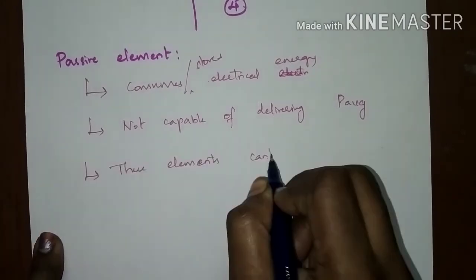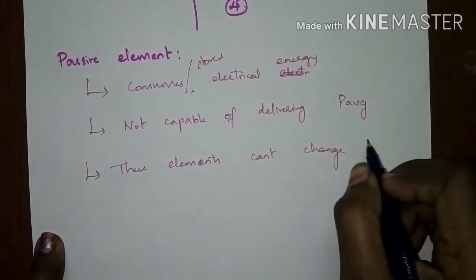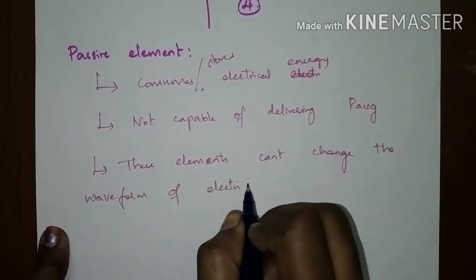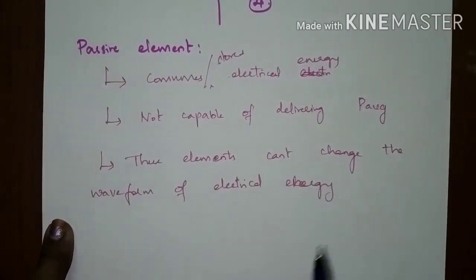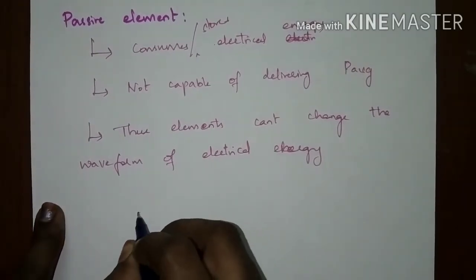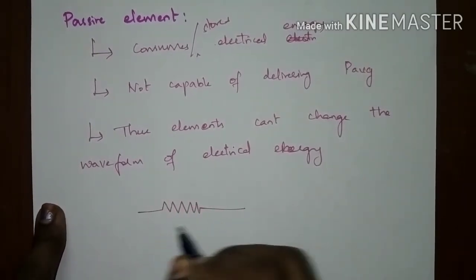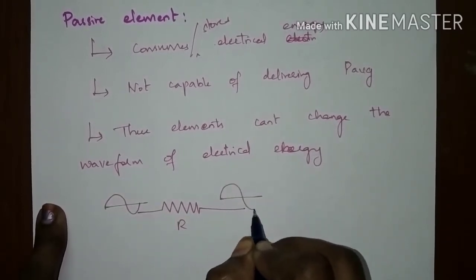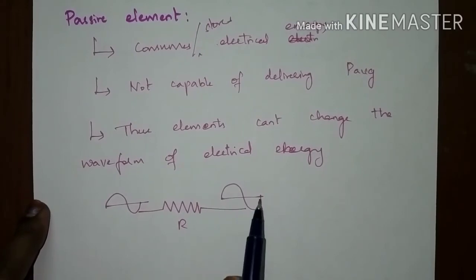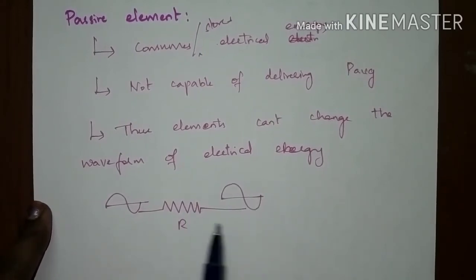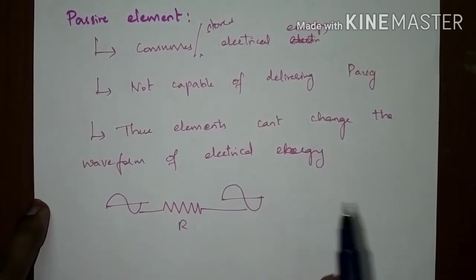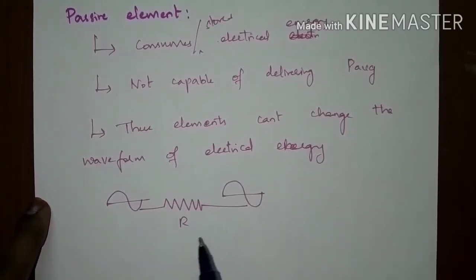These elements can't change the waveform of electrical energy. The electrical energy waveform would be the same as before. Assume a resistor R, if you are supplying an AC voltage, after passing through this, the waveform will still remain the same. The shape of the waveform would not change. The magnitude may vary, but the shape of the waveform would be the same. Those elements are termed to be passive elements.